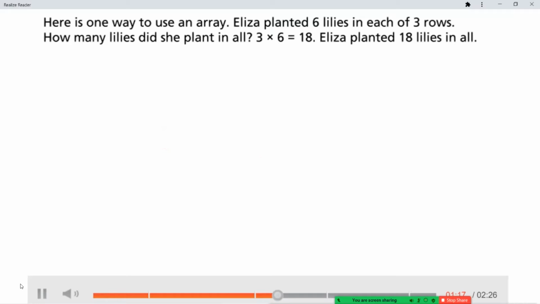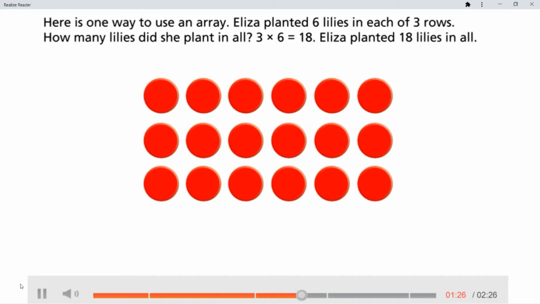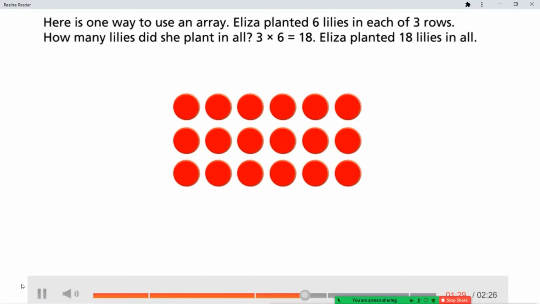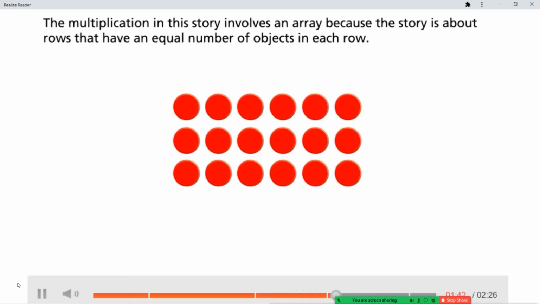Here is one way to use an array. Eliza planted 6 lilies in each of 3 rows. How many lilies did she plant in all? 3 times 6 is equal to 18. Eliza planted 18 lilies in all. Why does the multiplication in this story involve an array? The multiplication in this story involves an array because the story is about rows that have an equal number of objects in each row.